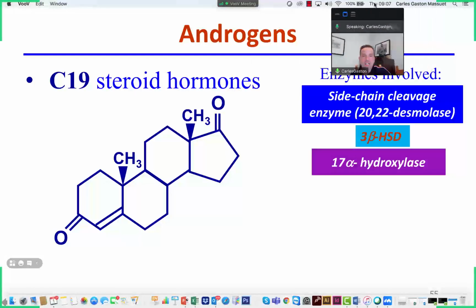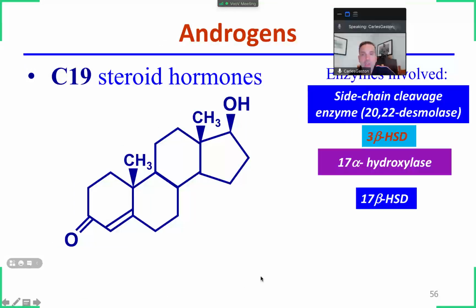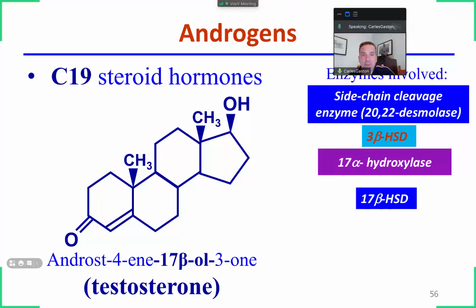So what about androgen? Androgen is a carbon 19 steroid hormone. The enzymes involved are the 20,22 desmolase, also 3 beta HSD, and 17 alpha hydroxylase. And this is the name of the androgen, androstenedione. So again, we can convert androgens into testosterone, and this is mediated by a further enzymatic reaction.